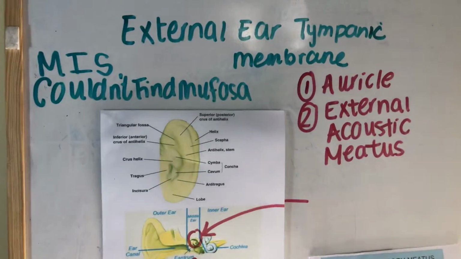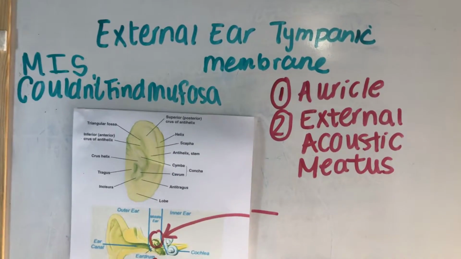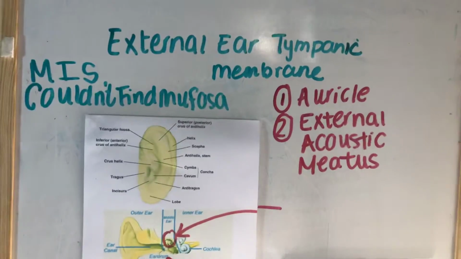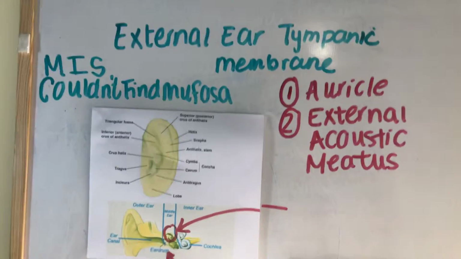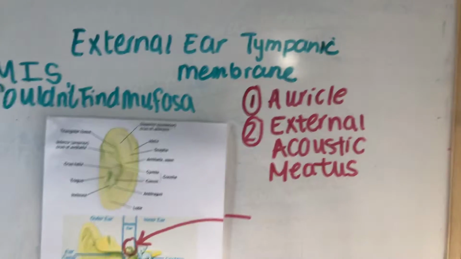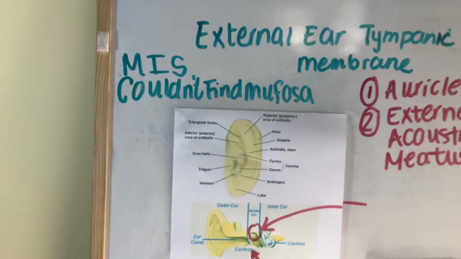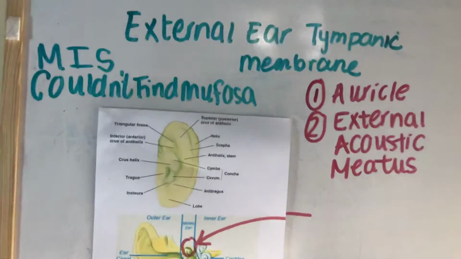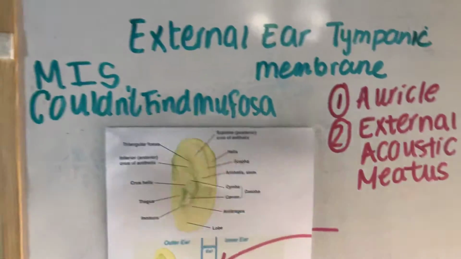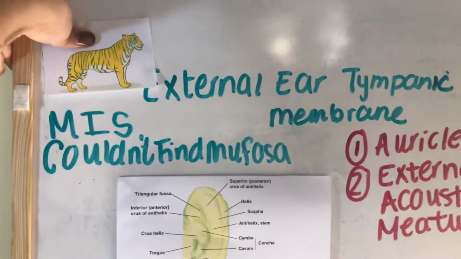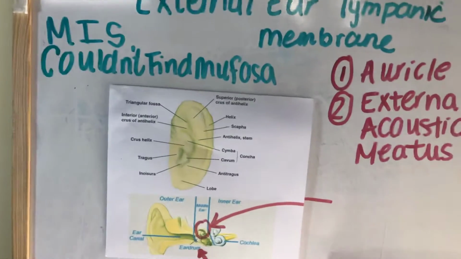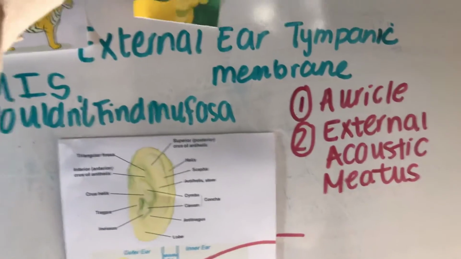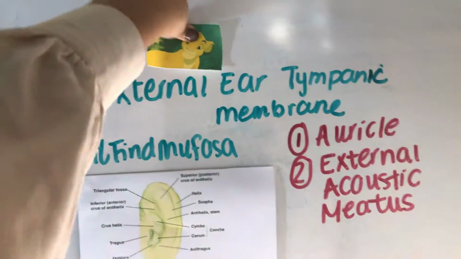Okay, here we're going to be studying the anatomy of the external ear and the tympanic membrane. Now, this is a little bit more interesting with a lot more points, but if we break it down, then it should be easy. So our memory cues here are tigers and Simba. Simba from Lion King.